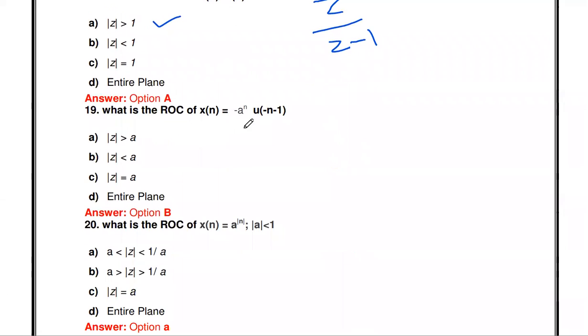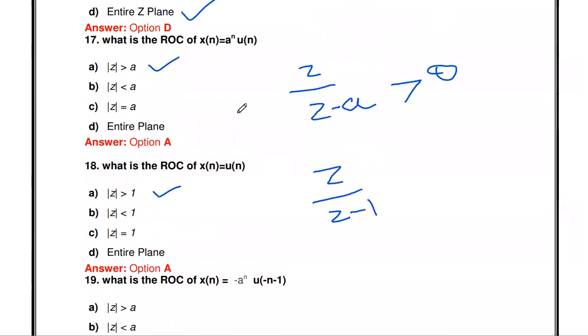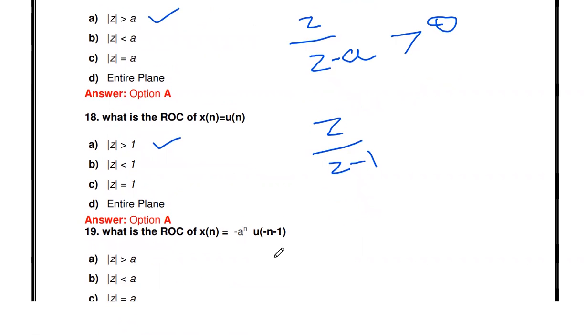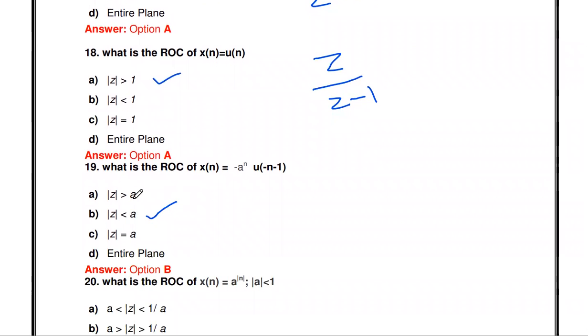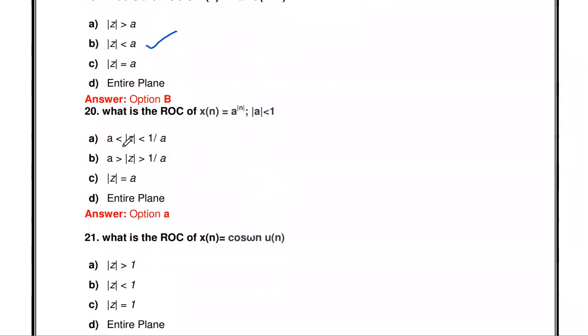Similarly, what is the ROC of minus a power n u of minus n minus 1? You already know a power n u of n and minus a power n u of minus n minus 1. These two signals have the same Z transform, but the ROC is different. This one is a causal sequence, so the ROC is greater than a. This one is an anti-causal sequence, so already you know the ROC is modulus of Z less than a. Okay, less than a.